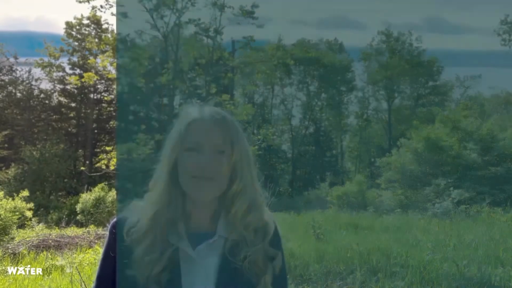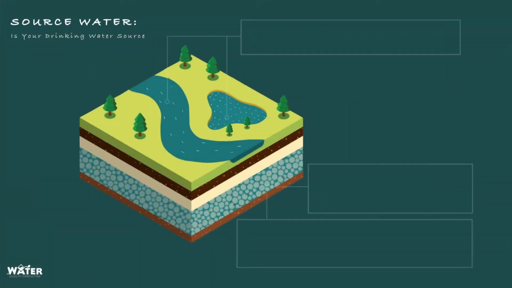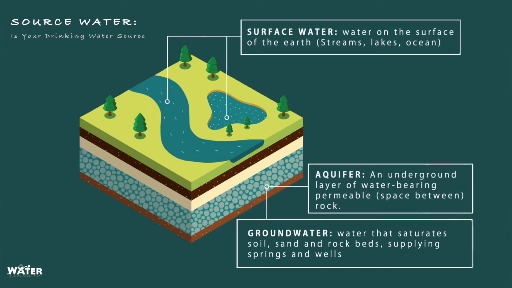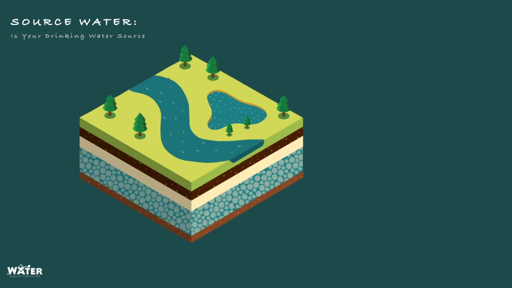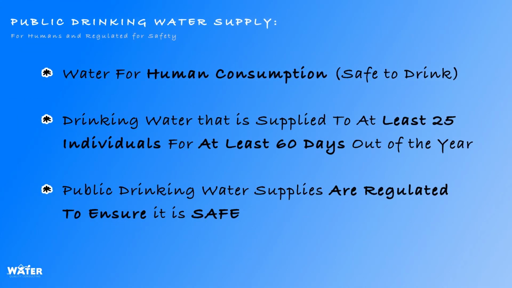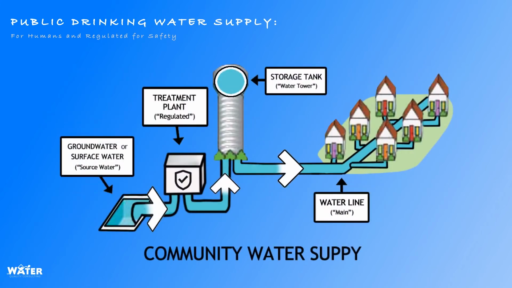So let's get started. First, what is source water? Source water is your drinking water source. It is obtained from either a surface water or a groundwater source. So your surface water source is either a lake or a river, and your groundwater source is an aquifer. A public drinking water supply is defined as one that is just for human consumption, and it serves at least 25 people at least 60 days out of the year.